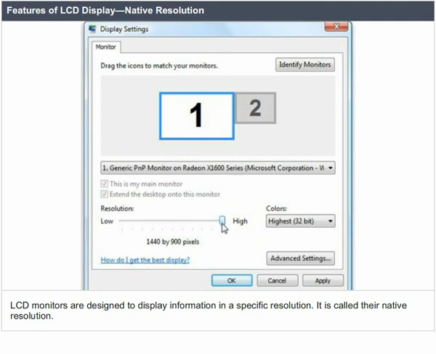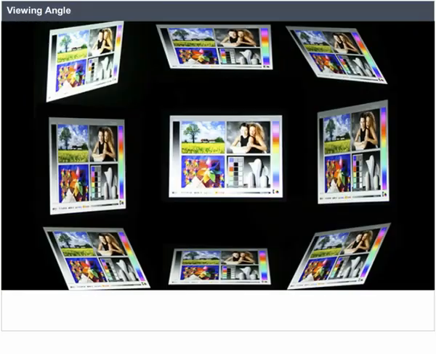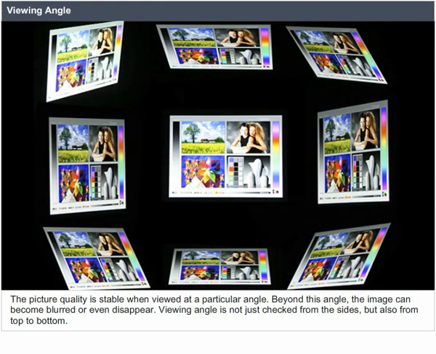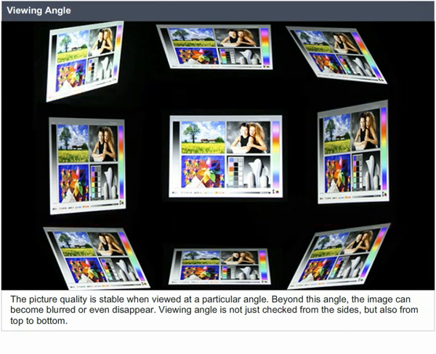In digital display, each individual pixel is addressed by a fixed matrix of horizontal and vertical dots. Changing the resolution settings can affect the image quality. Viewing angle. The picture quality is stable when viewed at a particular angle. Beyond this angle, the image can become blurred or even disappear. Viewing angle is not just checked from the sides, but also from top to bottom.